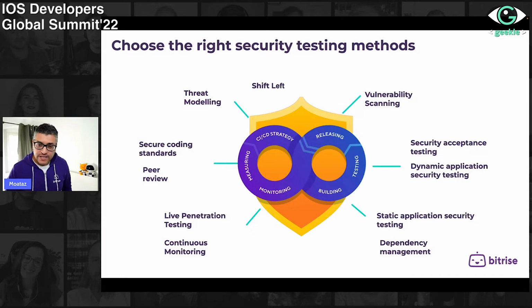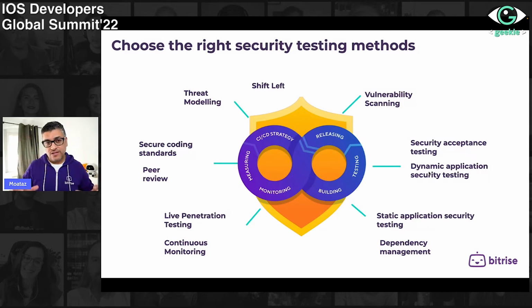How can we choose the right security testing method? We have different types based on the stage at which we check the security. For example, in a CI/CD strategy, we start by thinking about threat modeling, and then in the building stage, we are writing code. So now we need to run static application security testing and dependency management as well. As we mentioned, maybe we have outdated dependencies, so we need to scan these dependencies too. Then in testing, you can have dynamic application security testing as well as security acceptance testing.